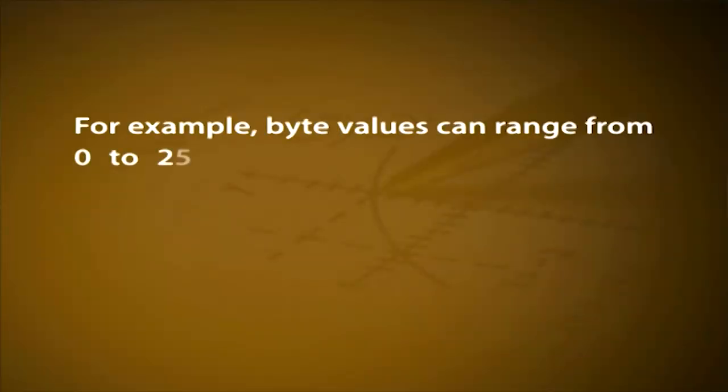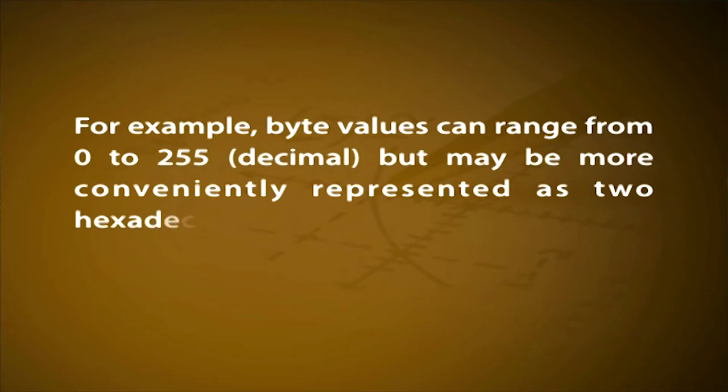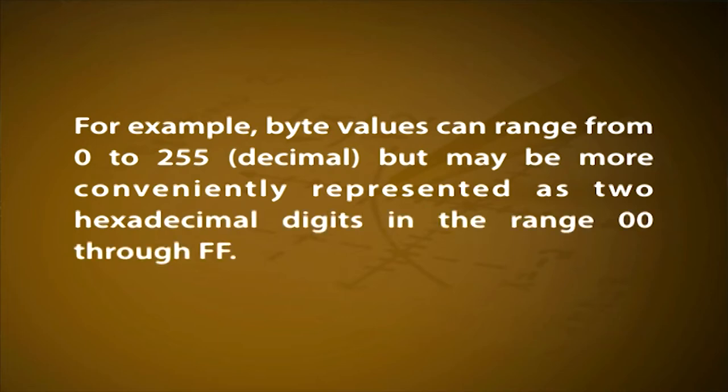Each hexadecimal digit represents 4 binary digits, or bits, called a nibble, and the primary use of hexadecimal notation is as a human-friendly representation of binary coded values in computing and digital electronics. For example, byte values can range from 0 to 255 in decimal, but may be more conveniently represented as 2 hexadecimal digits in the range 00 through FF.